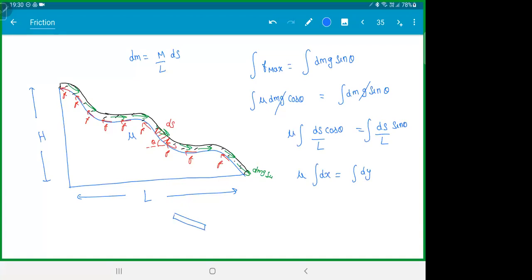So when I took this small piece ds, this is theta, this horizontal is dx, and this vertical is dy. So this will go from 0 to L, and this will go from 0 to h. We get mu into L is equal to h. We get mu is equal to h by L. We got a pretty good answer though, independent of the shape. Please check.